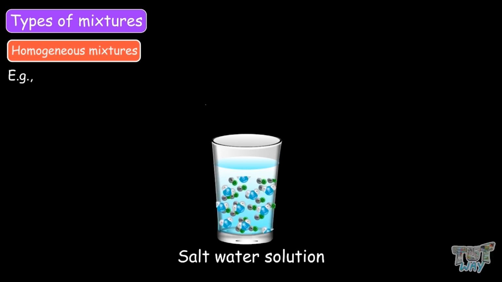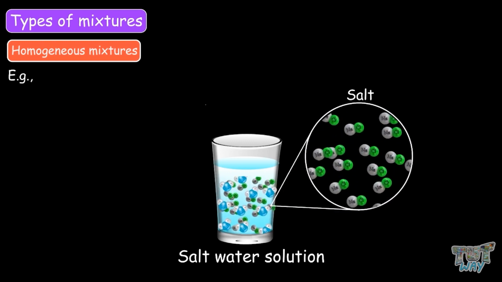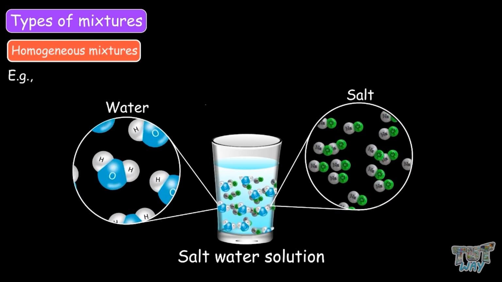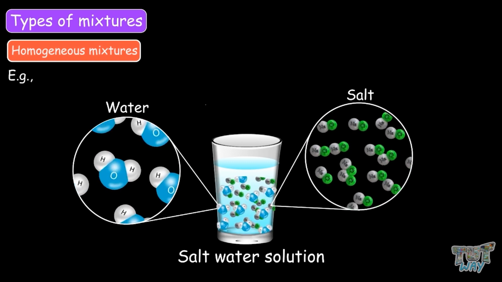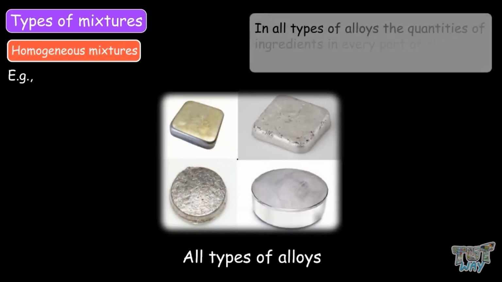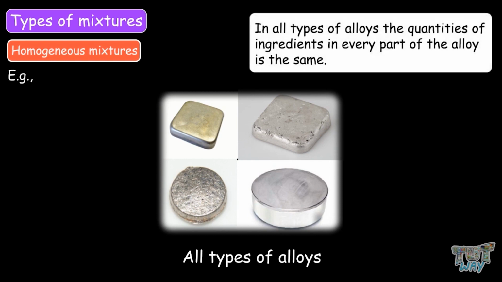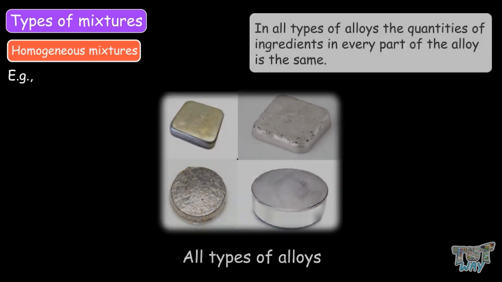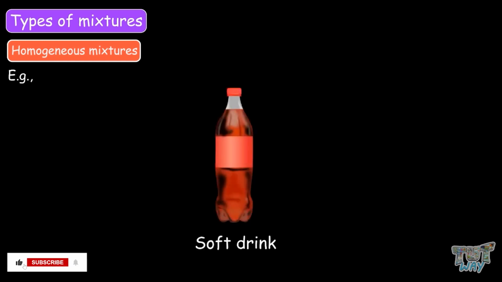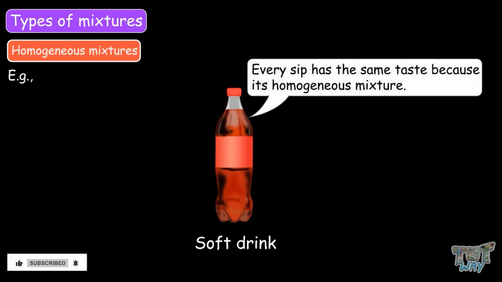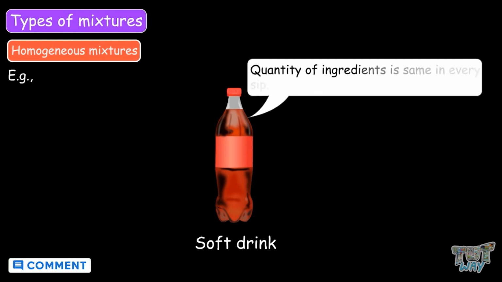In a salt water solution, the amount of salt is the same in every portion of water, so you can't see that there is more salt anywhere in the solution. In all types of alloys, the quantities of ingredients in every part of the alloy is the same. In a soft drink, for example Coca-Cola, every sip has the same taste because of its homogeneous mixture, that is, all the ingredients are mixed together uniformly. Quantity of ingredients is the same in every sip. This is why it's a homogeneous mixture or solution.